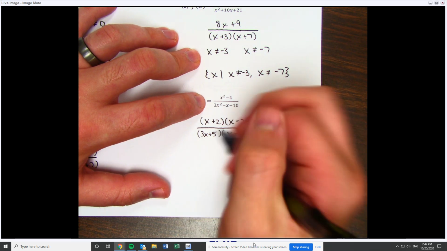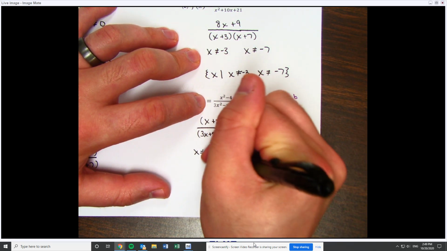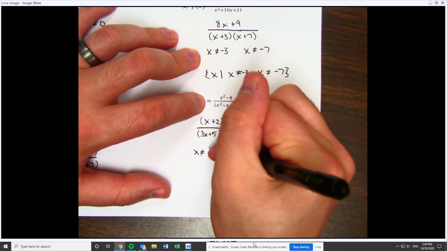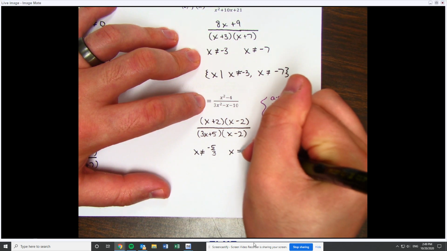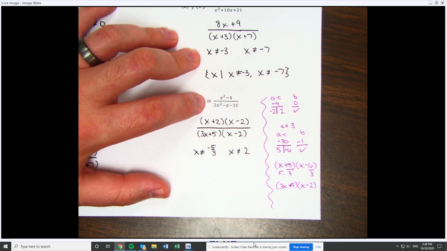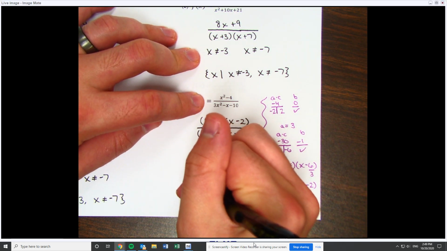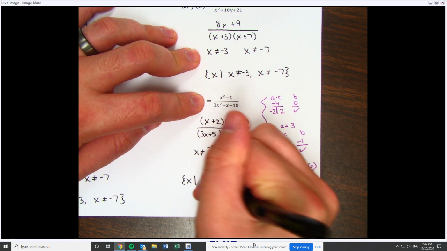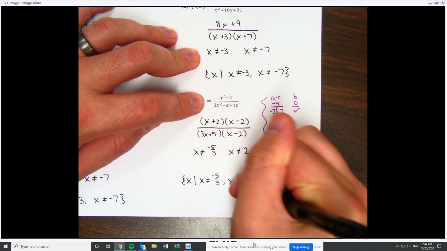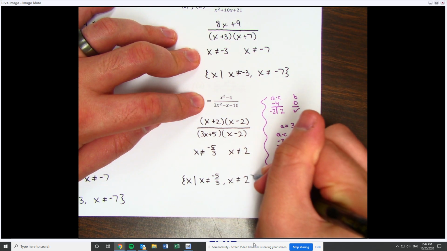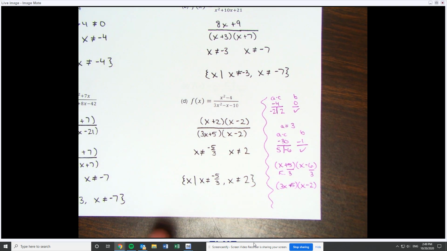Now, figuring out what my domain is, I see for this one, if I do -5 divided by 3, x cannot equal -5 over 3. And for this one, x cannot equal 2. All done. So my domain for this one is the set of x's such that x does not equal -5 over 3, and x does not equal 2. All done. So we have found the domain of these functions. Nothing too crazy, and it's stuff that we've done before.